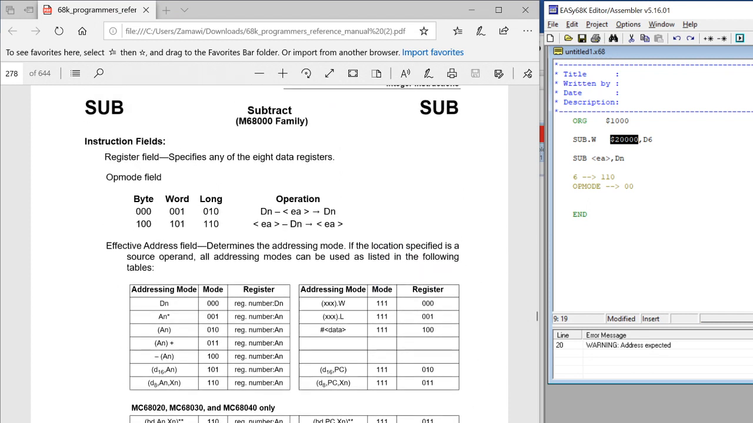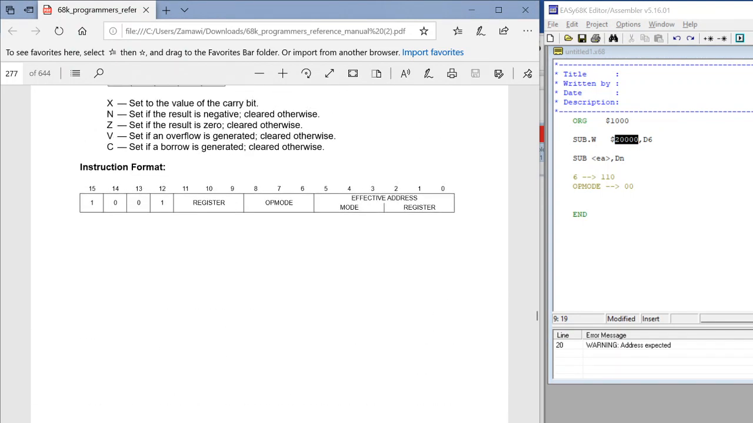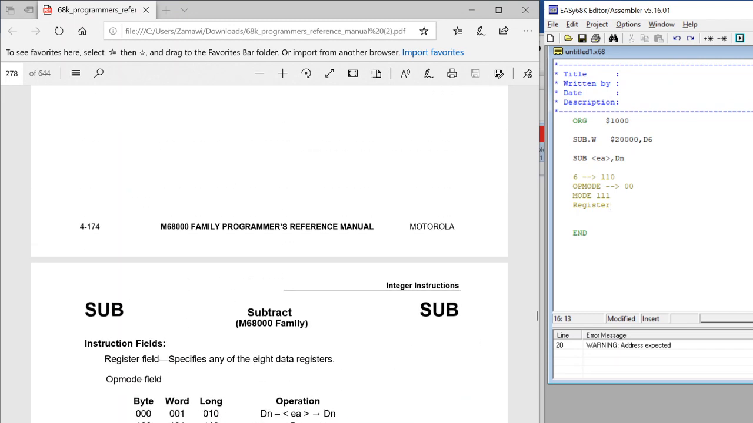Right? So your mode will be based on this number. How many digits is it? You cannot use all of these, maybe you use just these two. So you have to count the digits: 1, 2, 3, 4, 5. So this is 5 digits, so it's absolute long. Absolute long is this one. The mode will be 111, and the register will be 001.